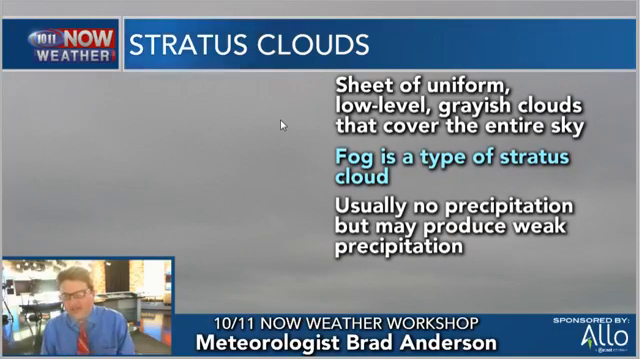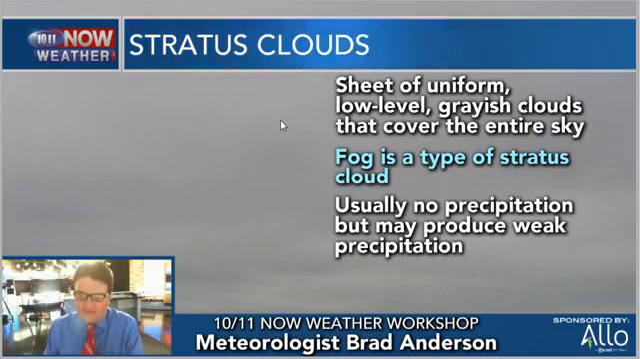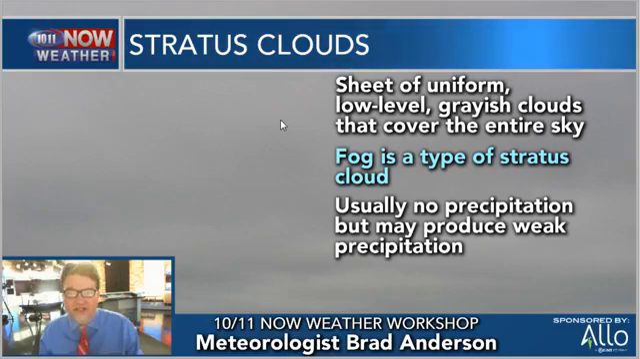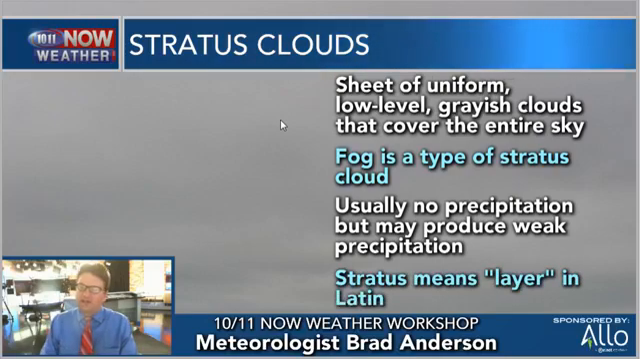Now, stratus clouds usually don't produce any kind of precipitation, although they can produce a little bit of drizzle, very, very light drizzle, or maybe flurries if it's cold enough. But the snow that we're seeing today does not come from stratus clouds. Flurries, yes, maybe some drizzle, but usually heavy, widespread precipitation does not come from the stratus clouds. And stratus, in Latin, means layer, so layers.